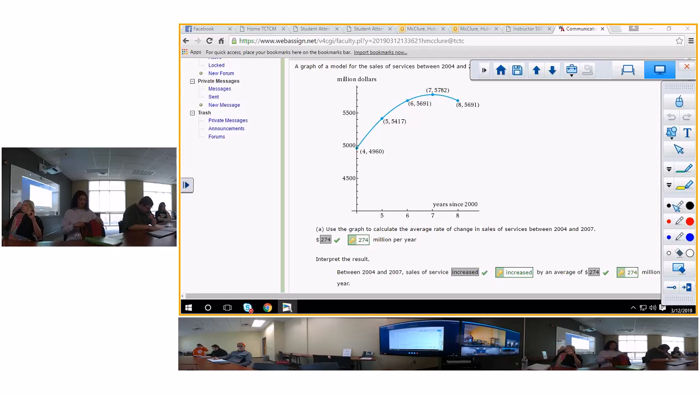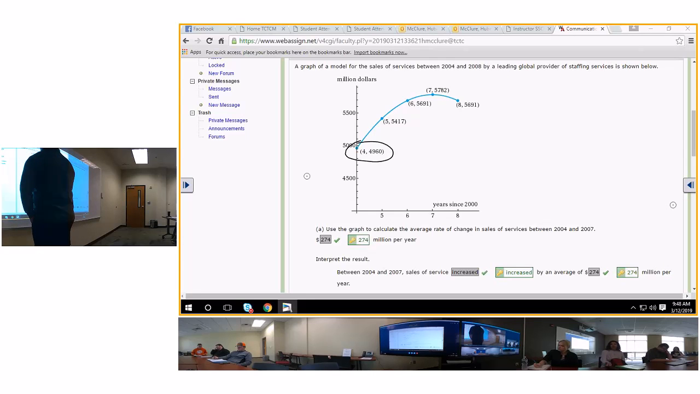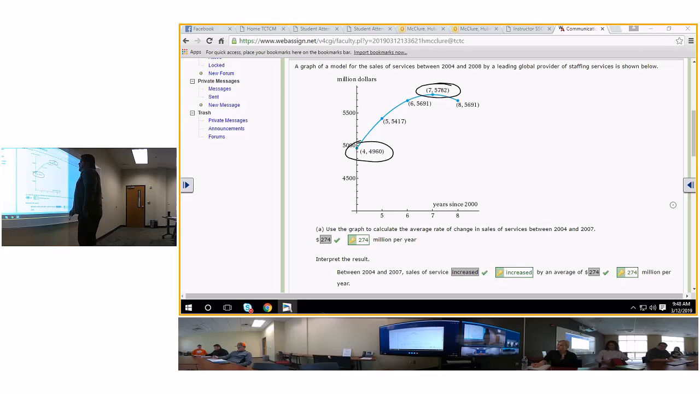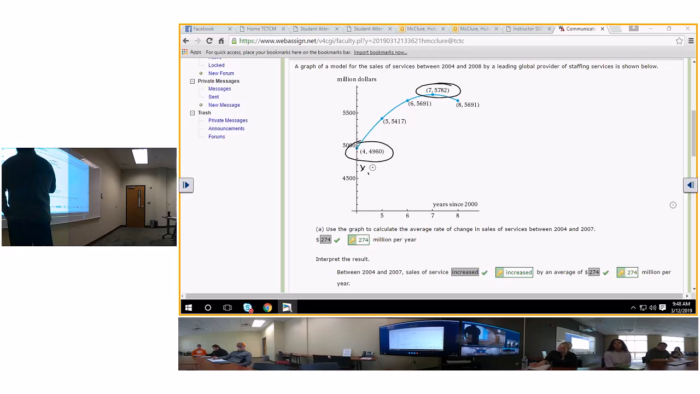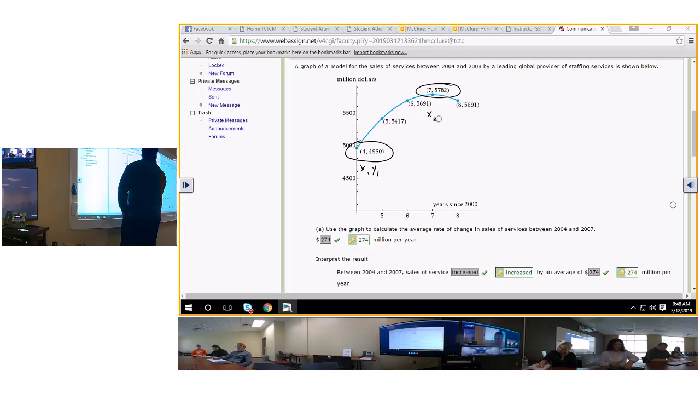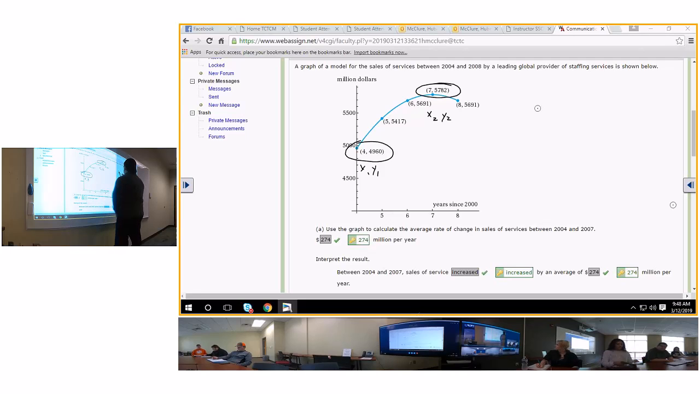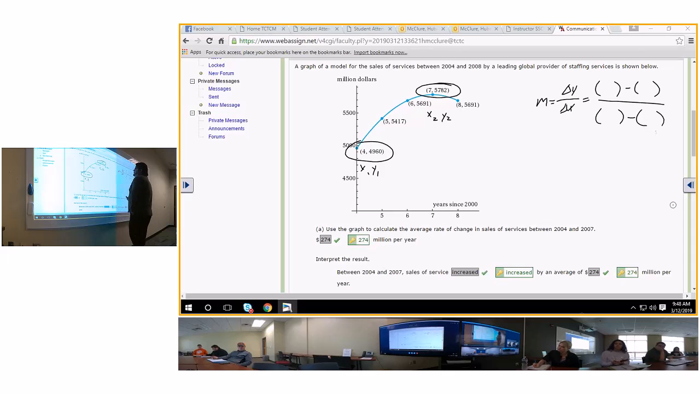All right, so we take this point and this point, and that means this is x sub 1, y sub 1. This is x sub 2, y sub 2. Slope is equal to delta y over delta x, which is equal to parentheses minus parentheses over parentheses minus parentheses. 5782 minus 4960 over 8 minus 4.